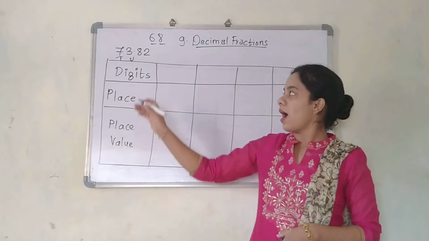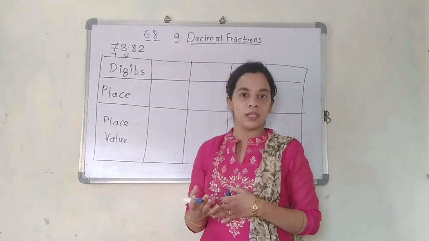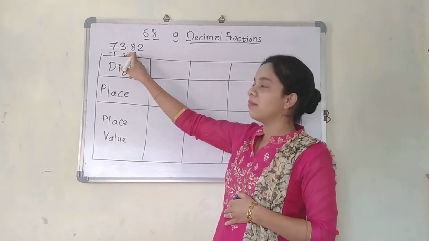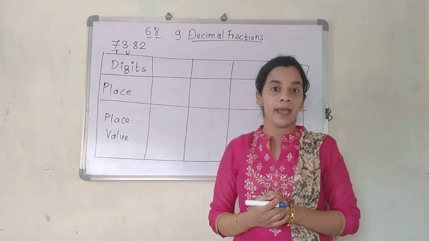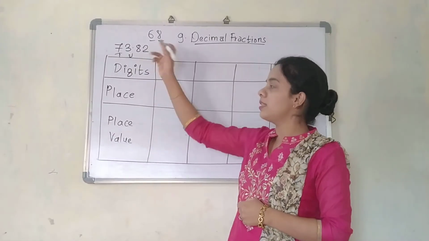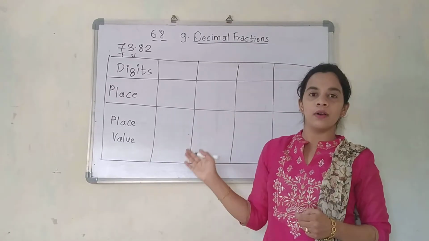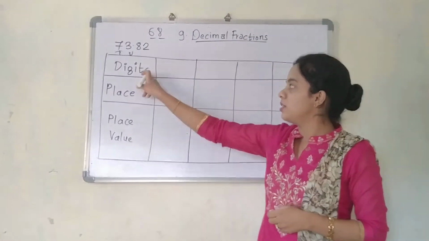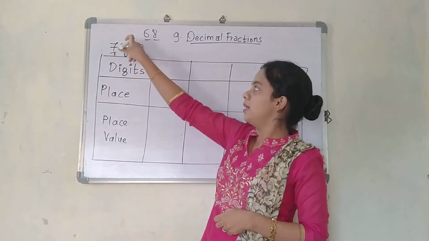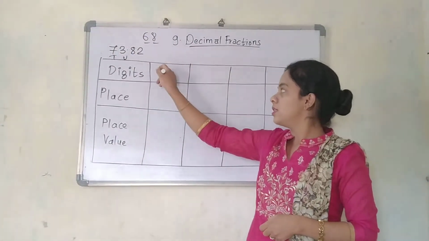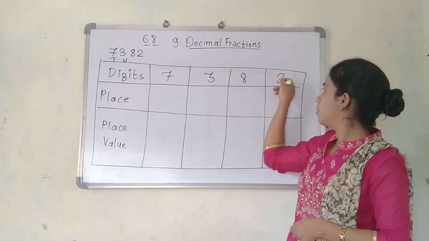Fine. So after the point, what are we going to call these numbers? The number coming after the point is said to be tenth, T-E-N-T-H. And the number after that is said to be hundredth. So that is what we are going to write over here. The digits which are there: 7 is a digit, 3 is a digit, 8 is a digit, 2 is a digit. So the digits are 7, 3, 8, 2.